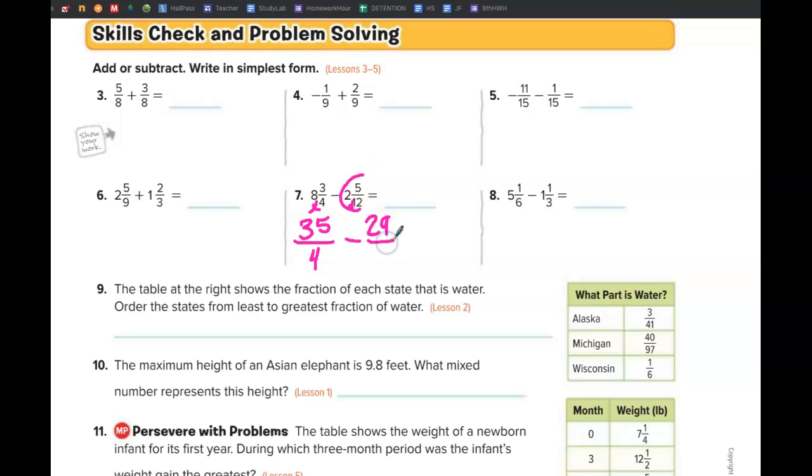Over 12. Okay, do I have a common denominator, Trent? I do. What can I use for a common denominator? 12. So what do I have to multiply 4 by to get a common denominator? 35 times 3? 105. Over 3 times 4? Minus 29 over 12. When I subtract, what do I get?